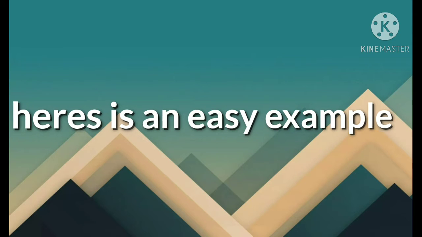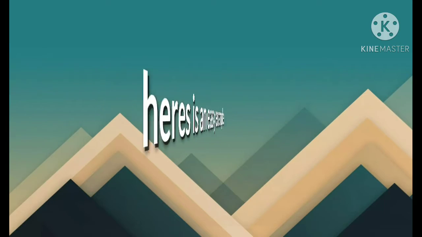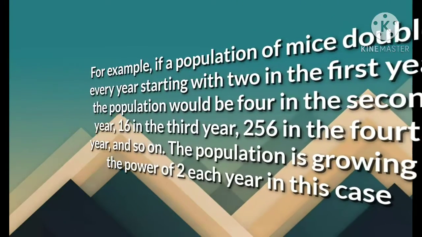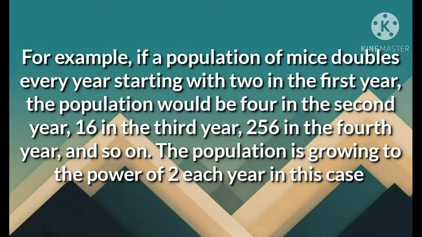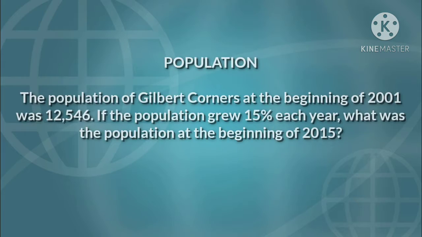For example, if the population of mice doubles every year starting with 2 in the first year, the population would be 4 in the second year, 16 in the third year, 256 in the fourth year, and so on. The population is growing to the power of 2 each year in this case.